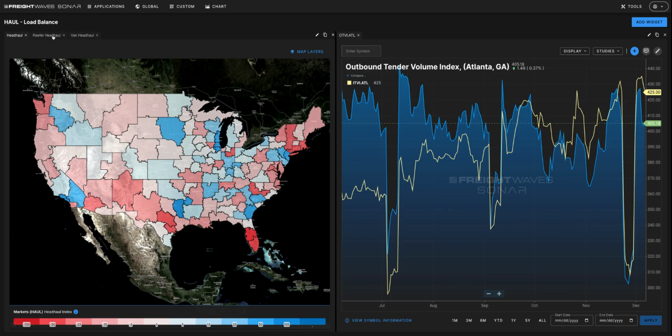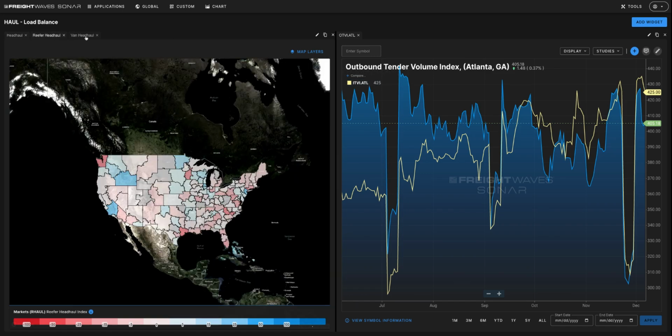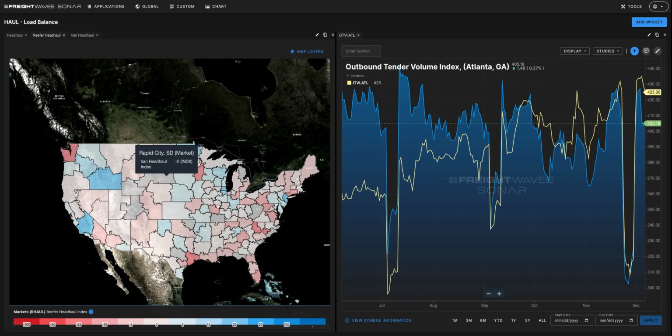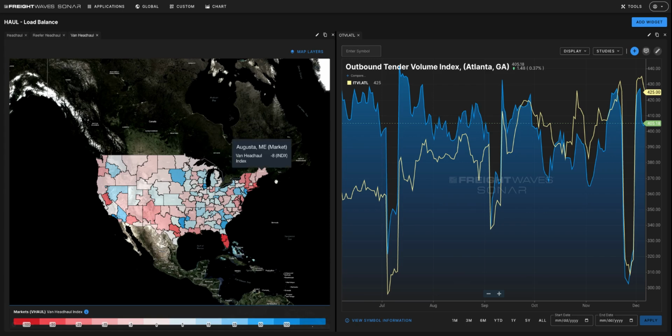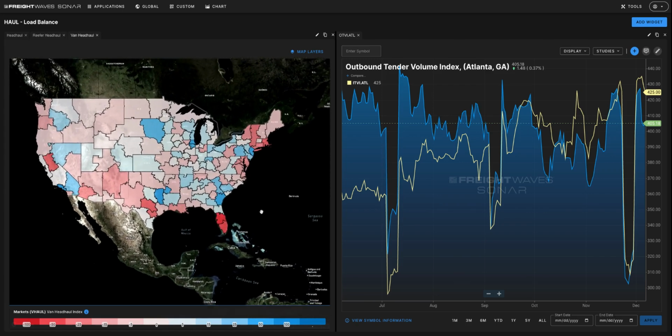You do have the ability to look at these on a reefer and a van specific as well. So as I hover over, this is going to be the reefer head haul index. You can see it's a little bit different. Each market trends a little bit different when it's van or reefer. And then this is the van specific one.